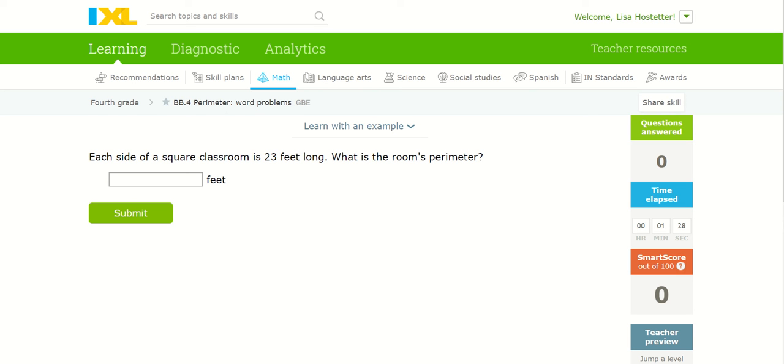Let's read this one. For example, it says, each side of a square classroom is 23 feet long. What is the room's perimeter? Well, hopefully you remember that the perimeter of a shape is all the sides added up. So it's the length plus the width plus the length plus the width. Okay? So we're missing something here, right? It is only telling us what one side of the shape is. Okay? So it just says that the square is 23 feet long.